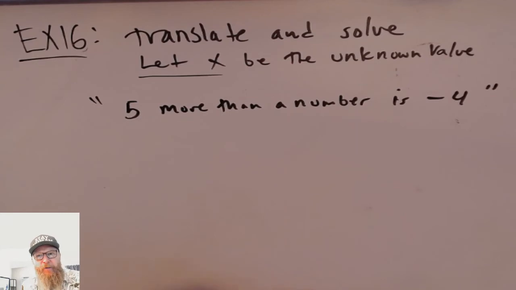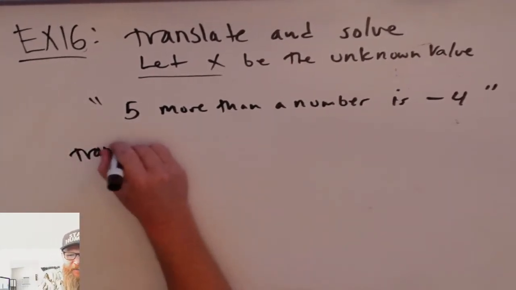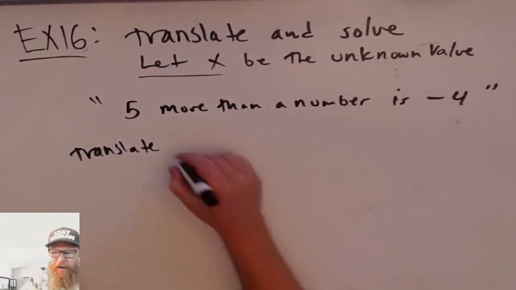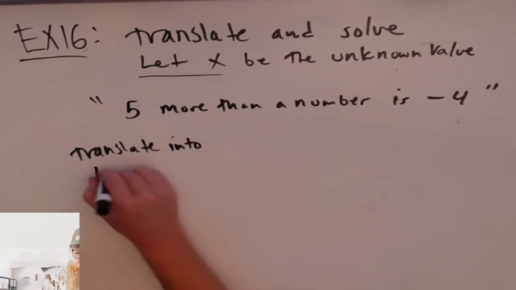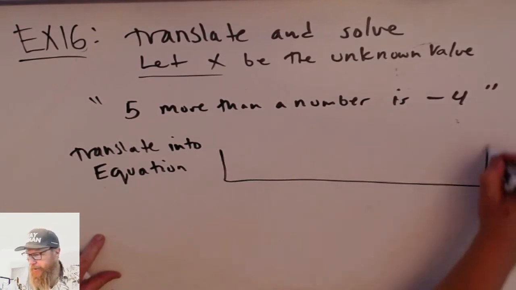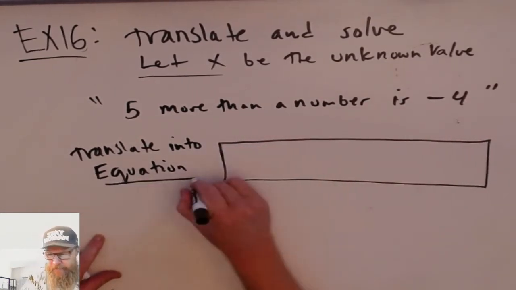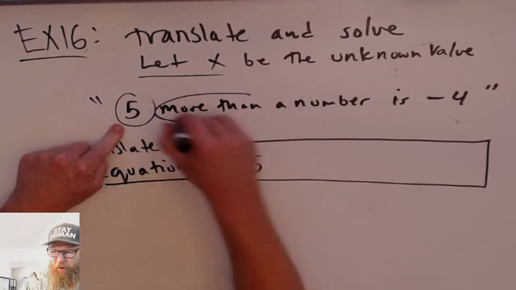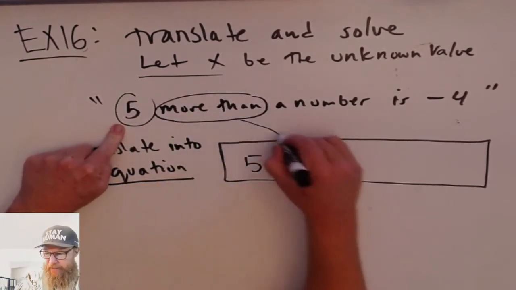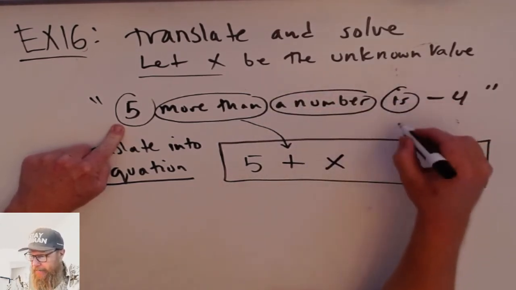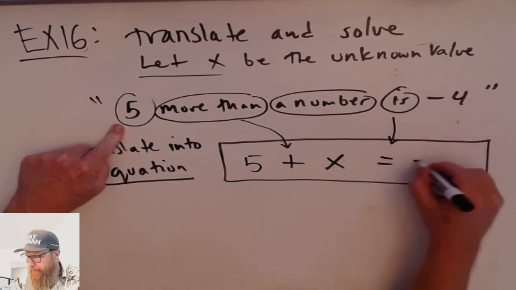Five more than a number is negative 4. So first translate, all right, into an equation. So what's that equation going to be? 5 more than a number is negative 4.